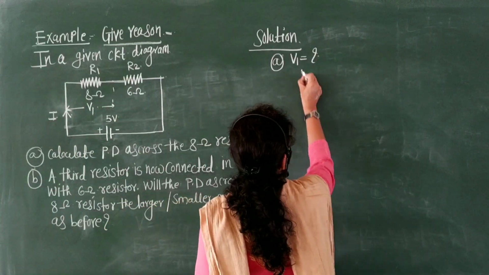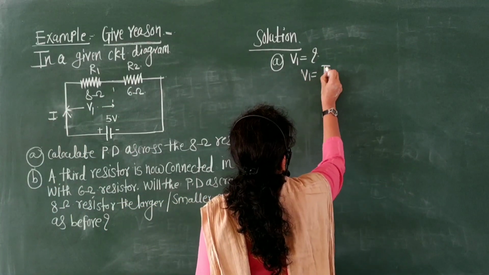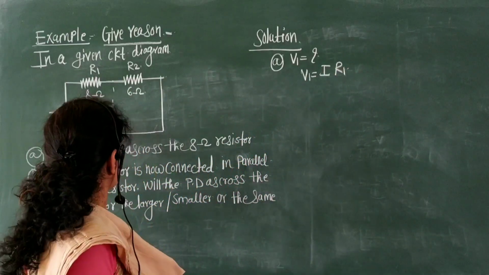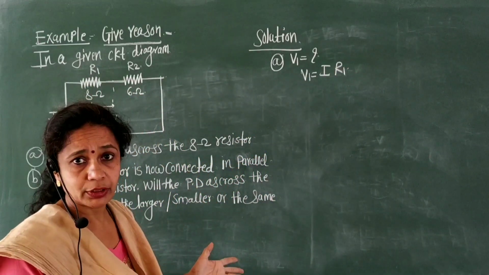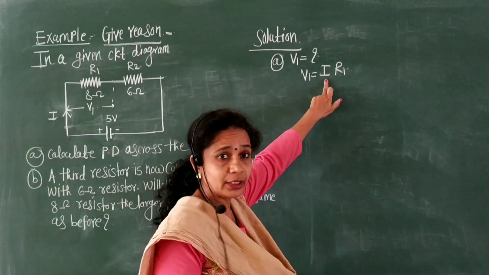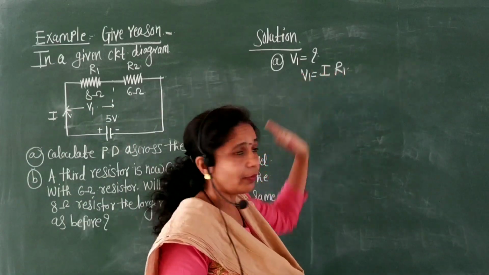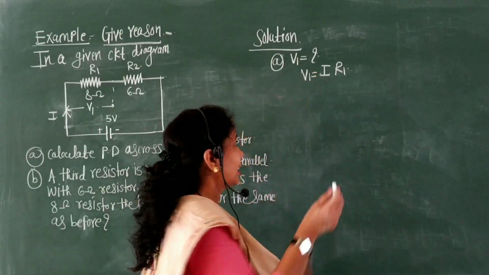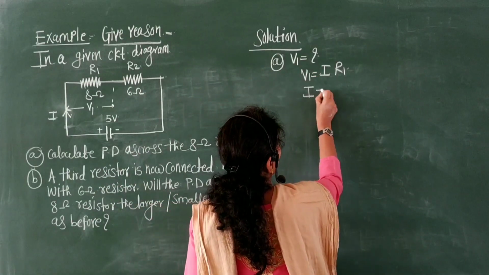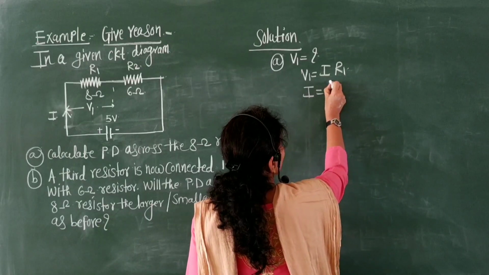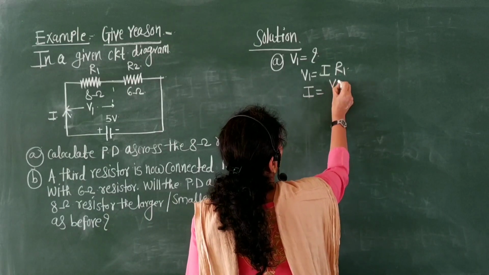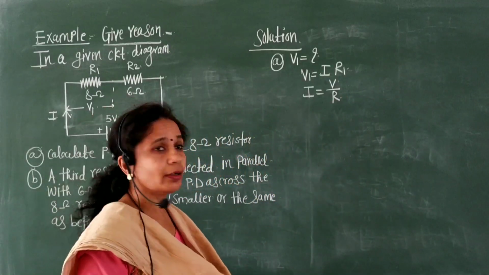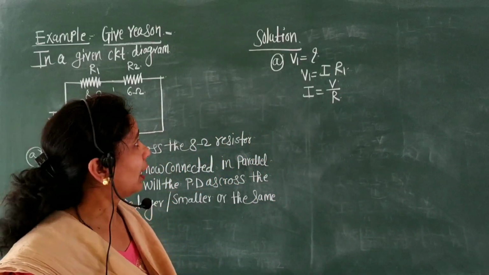According to Ohm's law, V1 is equal to I into R1. The same current will flow through R1 and R2, therefore I will be the same. First, we have to find the value of I. I is equal to V upon R.